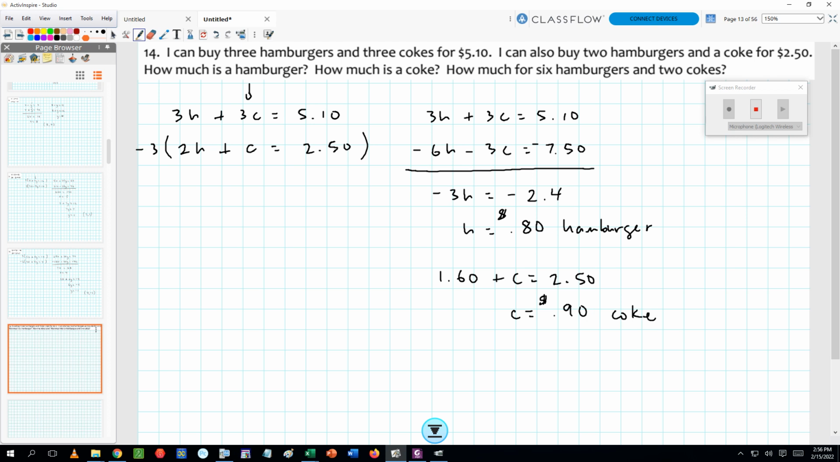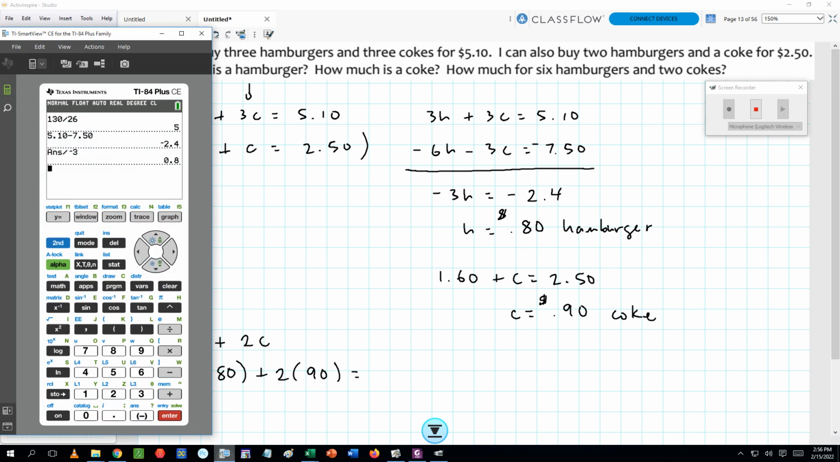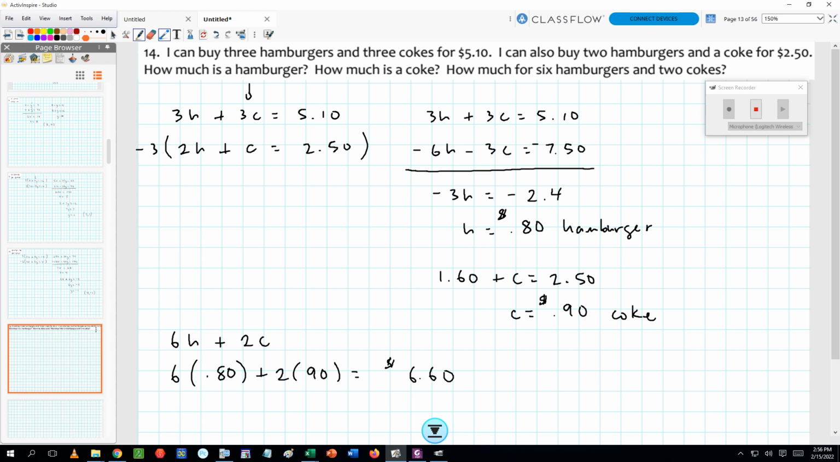How much for 6 hamburgers and 2 Cokes? 6 hamburgers plus 2 Cokes would be 6 times 80 cents plus 2 times 90 cents. And that would be 6 times 0.8 plus 2 times 0.9. $6.60. It's a money problem, so you want to make sure you put that extra 0 there.